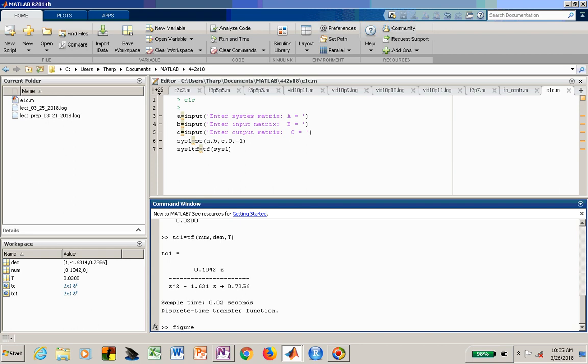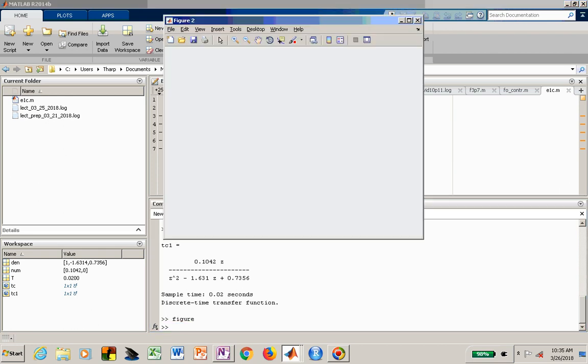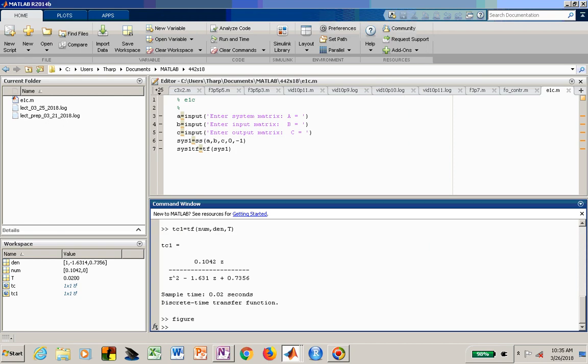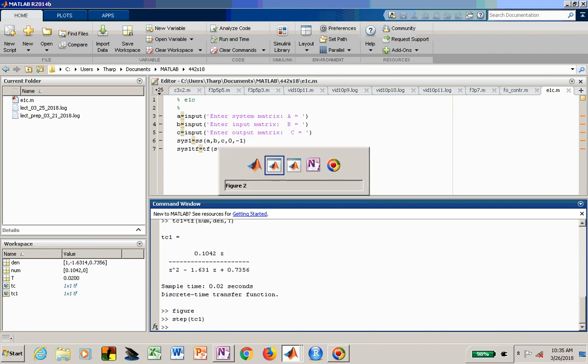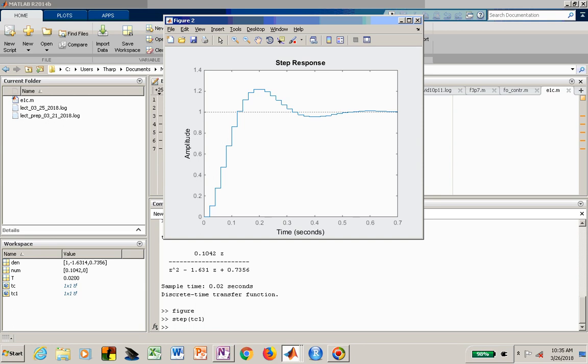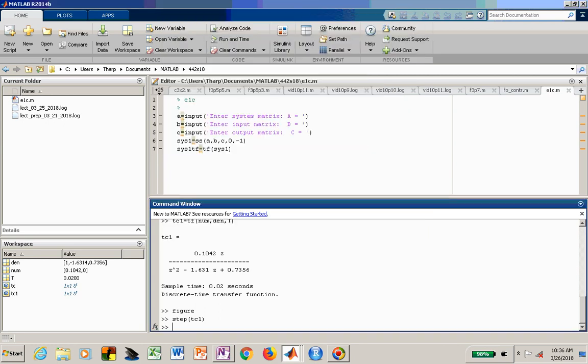Let's open up a second window by just saying figure, and it will produce a new figure window. Let's say step of TC1. And now in the second figure window, you can see that we are peaking at 0.2 seconds, and we're essentially settled at 0.6 seconds, which is what we had said we wanted to achieve with this particular design.